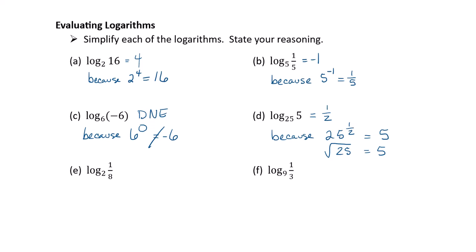Now log base 2 of 1/8. Let's start with the reasoning. This is because 2 to what power is 1/8? Now, I know if I put an exponent of 3 on there, it would make it 8. What can I do to make it 1/8? If I could make that exponent a negative 3 instead, then we would have the 1/8 that we need.